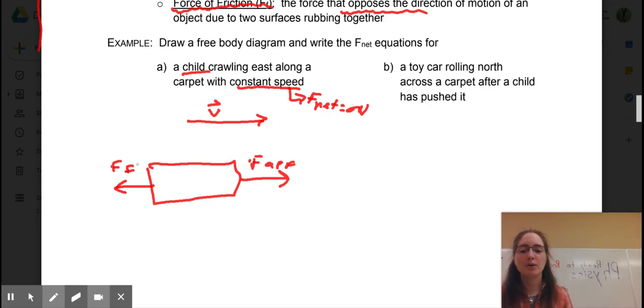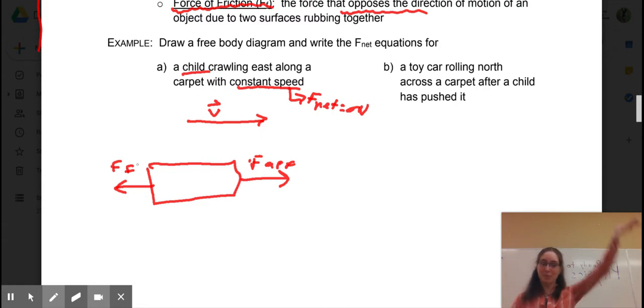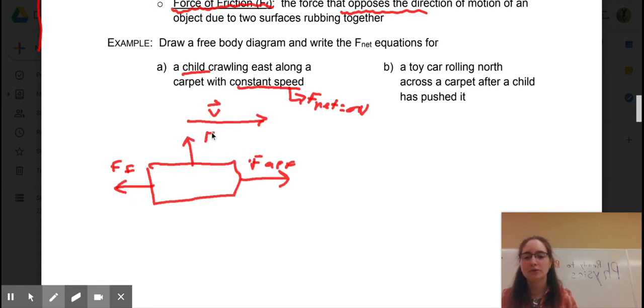Okay. Now, let's also think about this child. Is this child accelerating upwards through the air or sinking through the floor? No. Because the child is doing neither of those things, we need to have our y-axis vectors also balance. So normal force is going to point upwards off of that child, and then the force of gravity is going to be pulling the child down. Because the child's neither flying through the air or sinking through the floor, its y motion is stationary, so your y vectors are going to be the same size.